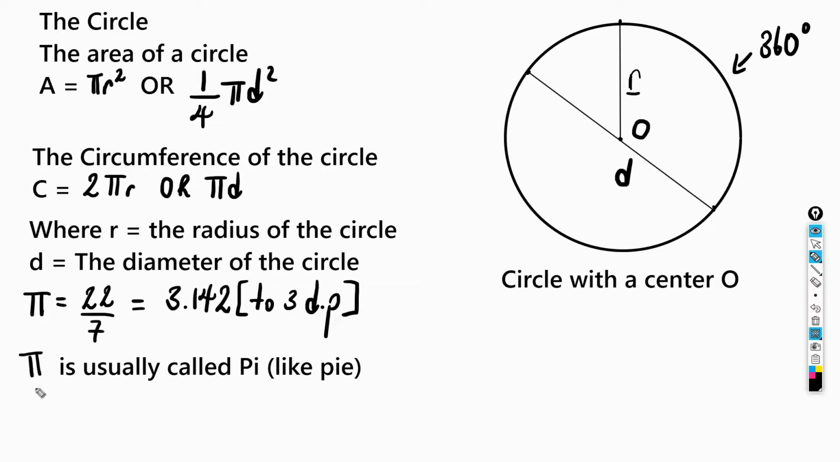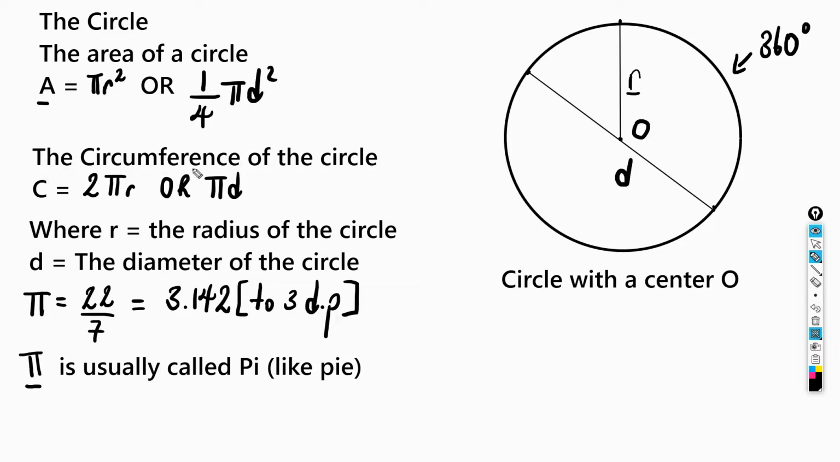All right, so let's look at the area now. Also, let's look at this symbol called pi. Pi is also known as 22/7 or 3.142 to 3 decimal places. We're going to use this term pi a lot to find the area and the circumference of the circle. The area of the circle, A, is equal to pi r squared. So it's pi times the radius squared, or it's 1/4 times pi d squared.